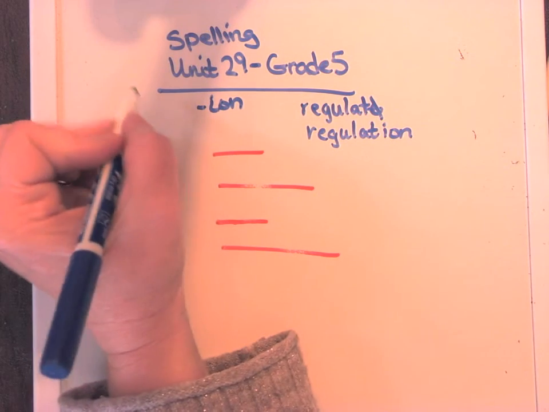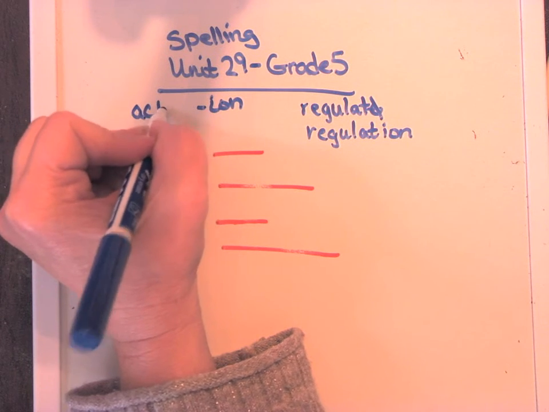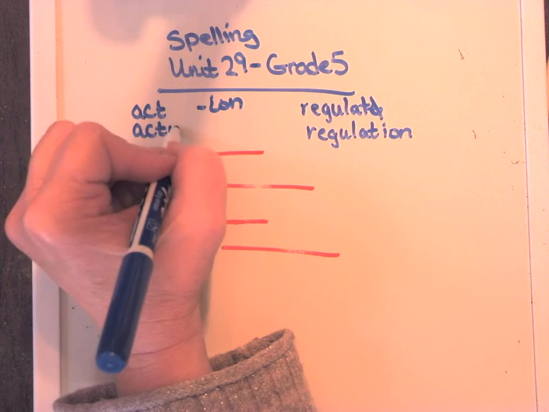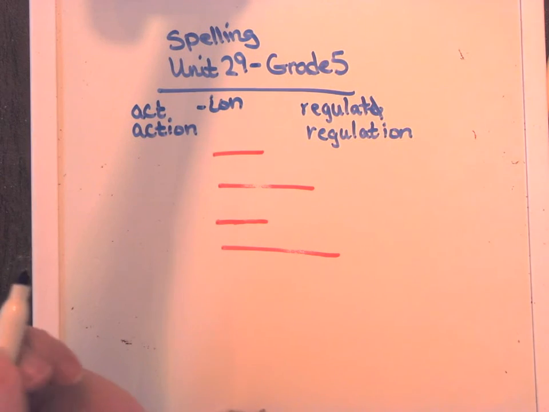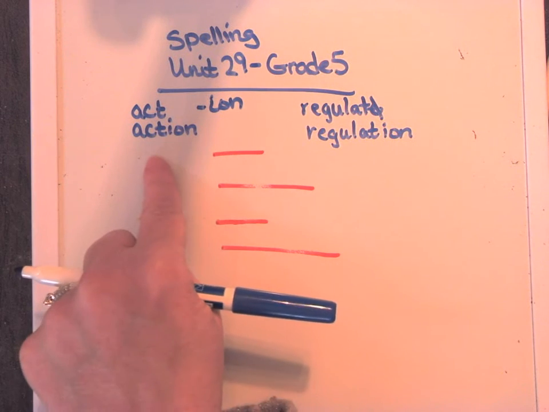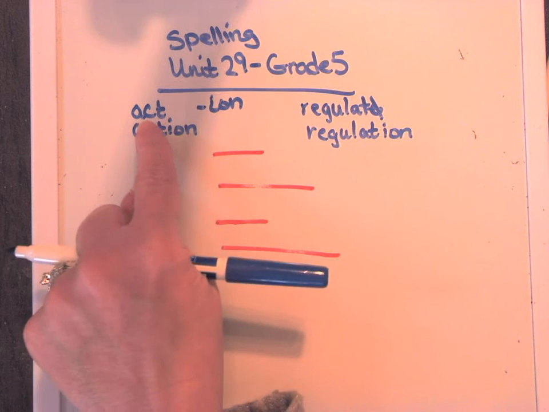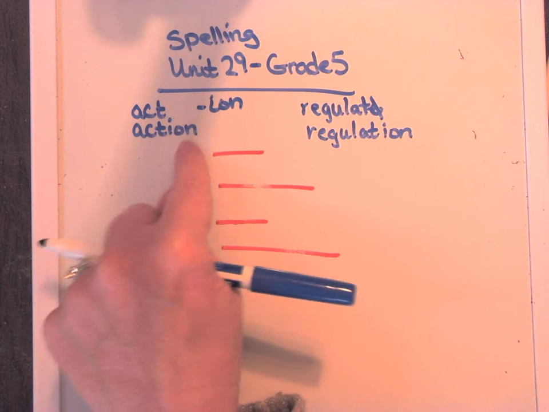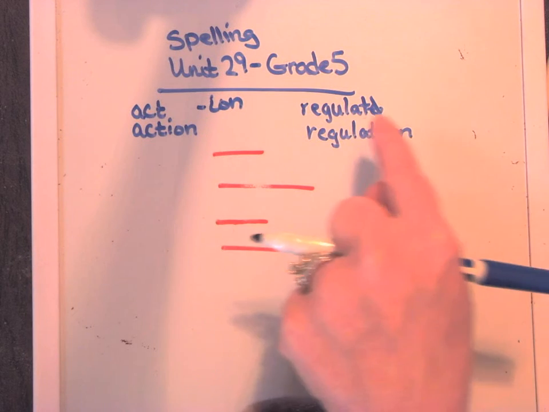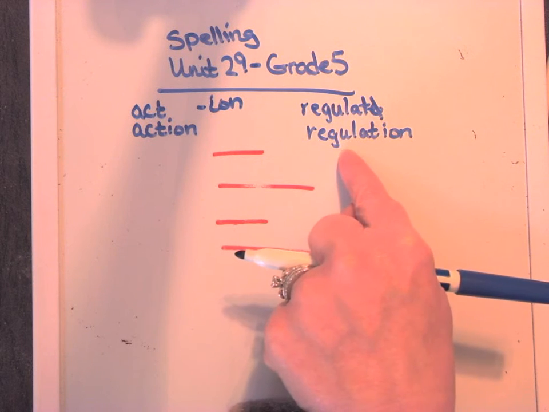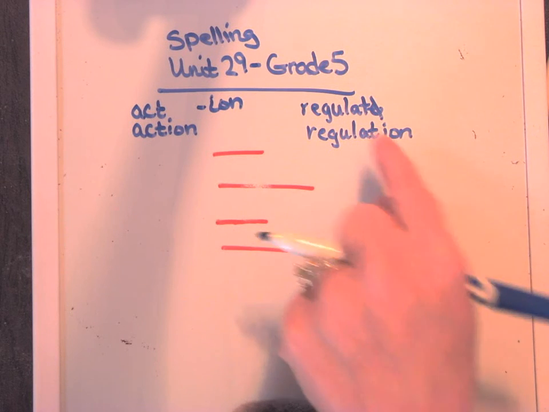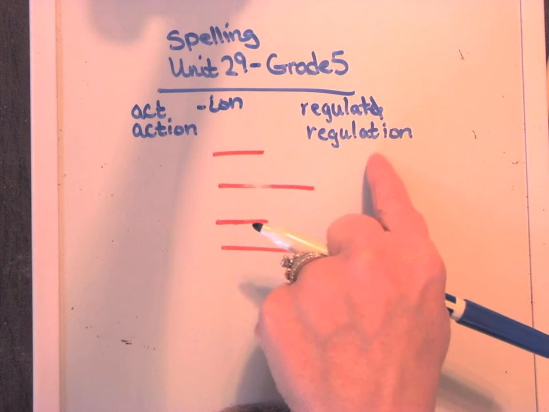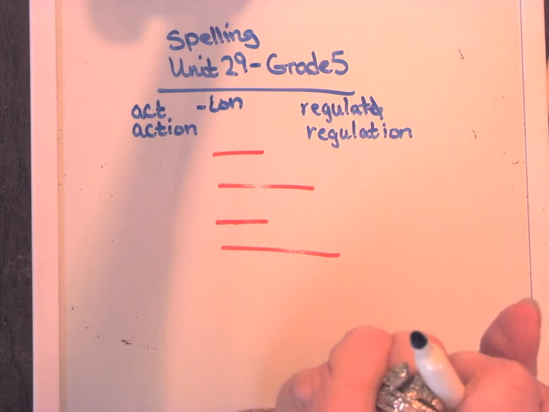If it's a word that doesn't end in E, like act, then I just add the ION to the end of it. So then I have action. And you can see how it changes the sound of the word too. Act, action. We get that shun sound at the end now. Regulate, regulation. So that changes the ending sound. You're going to have to watch for the words that you have to change.